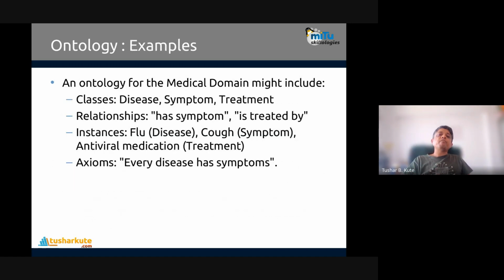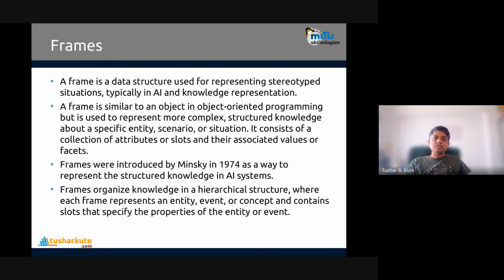Let's see the example. An ontology for the medical domain might include classes: disease, symptom, treatment. Relationships like "has a symptom", "is treated by". Instances can be flu as a disease, cough as a symptom, antiviral medications as a treatment. Like every disease has a symptom, 100%. Then axiom. So you represent an ontology for the medical domain in this particular format, OWL, Ontology Web Language.